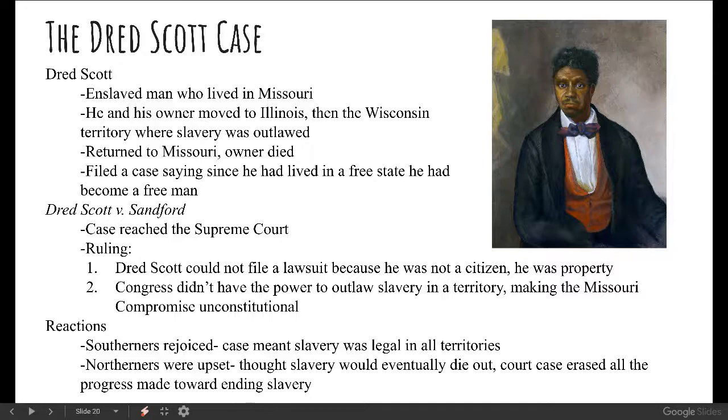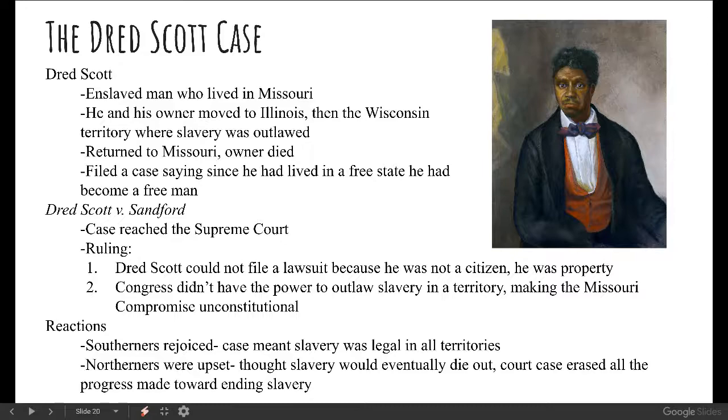Eventually, he returns to Missouri. His owner dies there, and he decides to file a case saying that since he had lived in those free states, he had become a free man. And so the case goes all the way up to the Supreme Court, and the Supreme Court rules against Dred Scott. They say Dred Scott is not allowed to file a lawsuit to begin with because he's not a citizen. He is property as a slave.